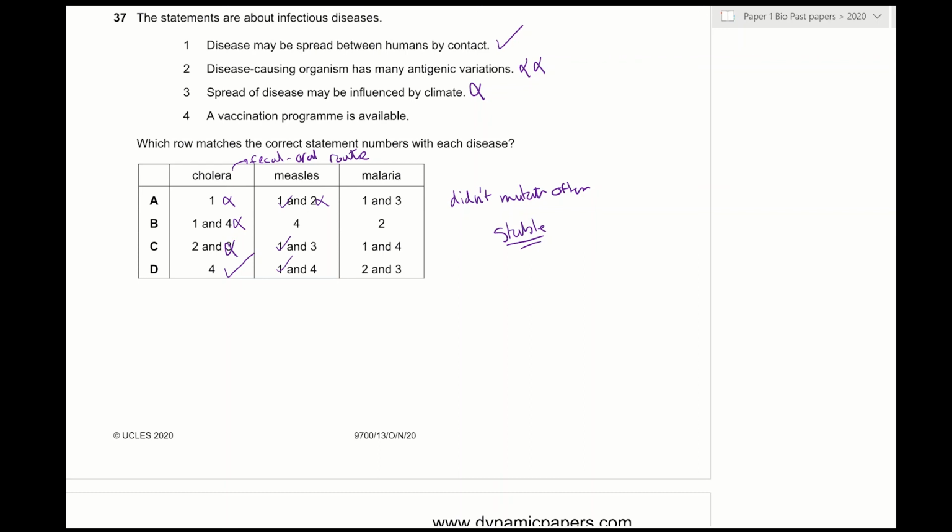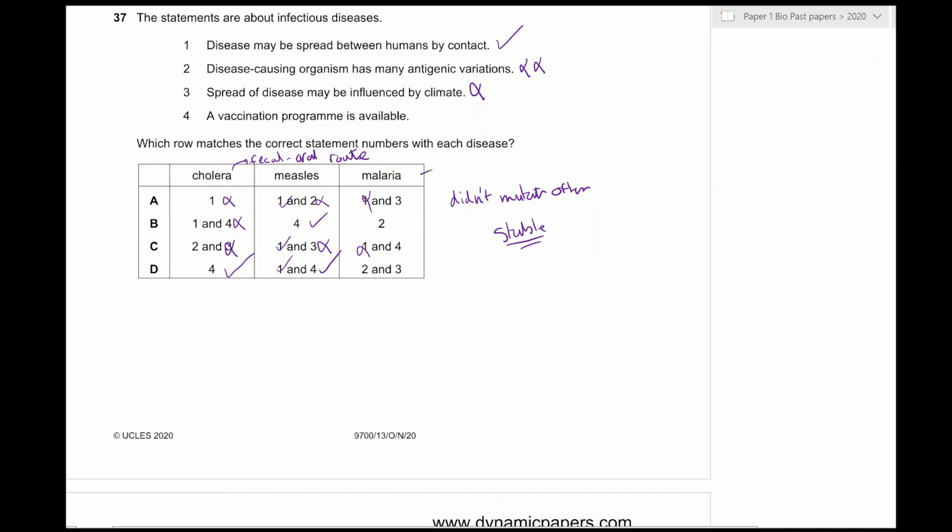4. A vaccination program is available. As we just mentioned, this is correct. 3. Spread of disease may be influenced by climate. This is also incorrect. Malaria. 1 and 3. As we said, malaria has a vector, which is the female Anopheles mosquito, so it's not spread by direct human contact. So 1 is incorrect.